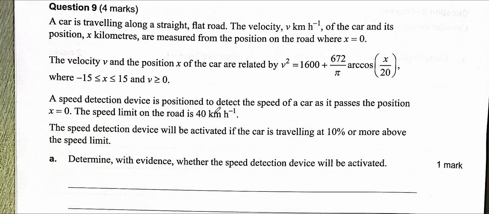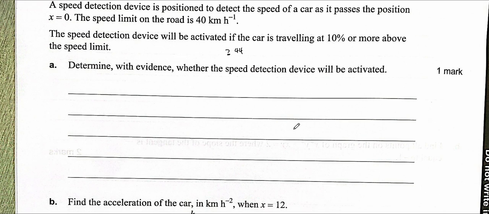All right, a car is traveling along a road. Its position x and velocity v are measured from the position where x equals 0. The velocity v and position x are related by that, where x is between -15 and 15. A speed detection device is positioned to detect the speed of a car as it passes the position x equals 0. The speed limit on the road is 40 kilometers. The speed detection device will be activated if the car is traveling at 10% or more. Okay, so 10% more than 40 is 44, so more than or equal to 44.